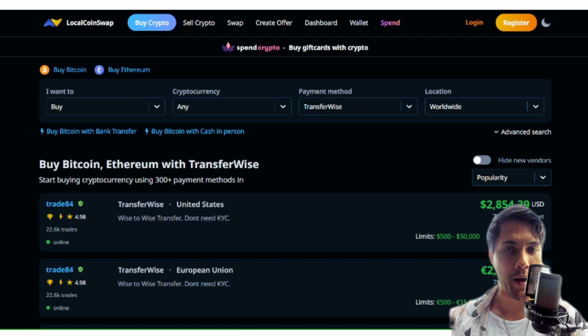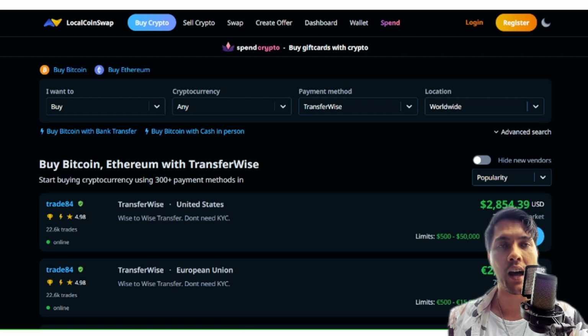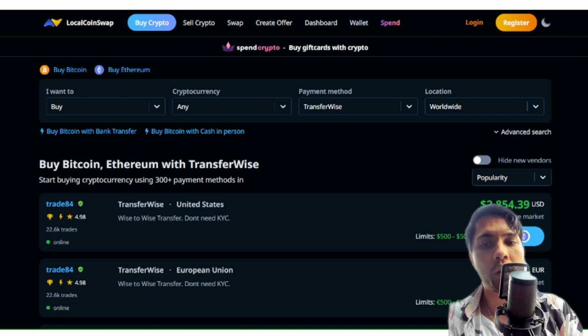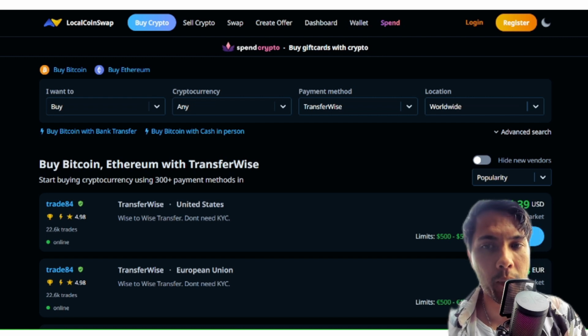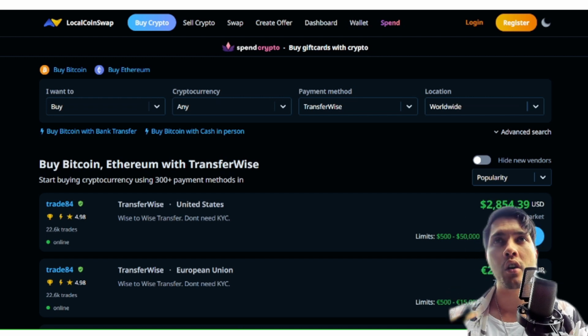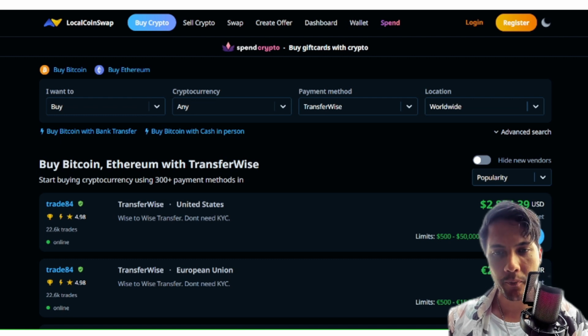You've also got chargeback risk if you're a seller. And because you're dealing with banks, the sellers are likely to ask for KYC, which is what I'm assuming you're trying to avoid. So Wise-to-Wise is my number one recommendation. You've got Payoneer as well, Skrill, Revolut. You've got so many different kinds of payment methods.